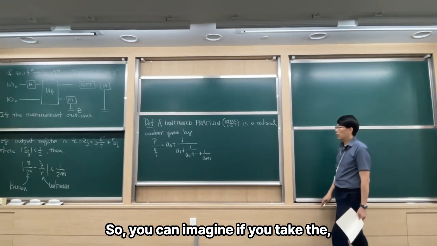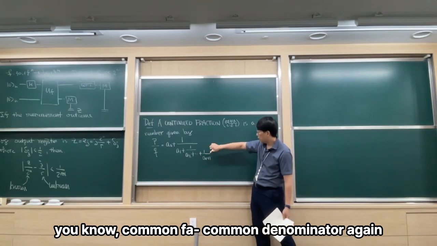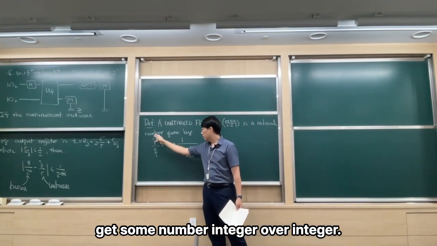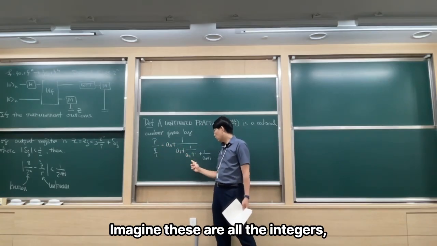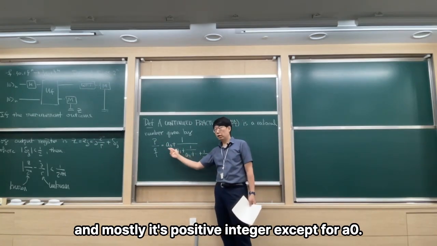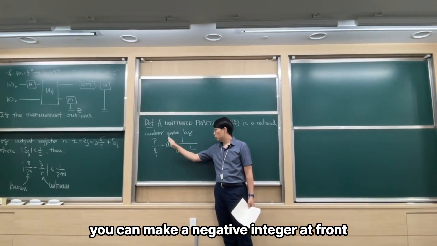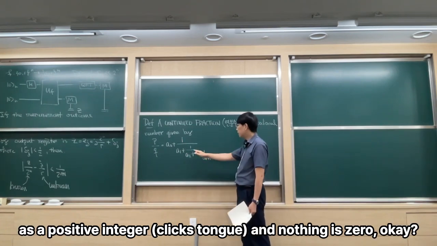So you can imagine if you take the common denominator again and again and again, you're going to get some integer over integer. So imagine these are all integers, and mostly they're positive integers except for a0. If you have a negative rational number, you can make a negative integer at the front and then make everything else a positive integer, and nothing is 0. Okay.